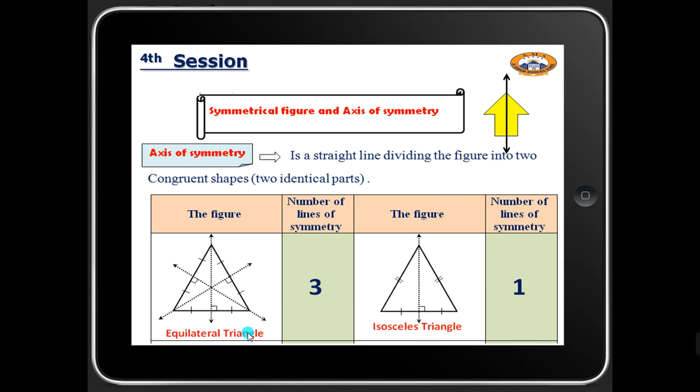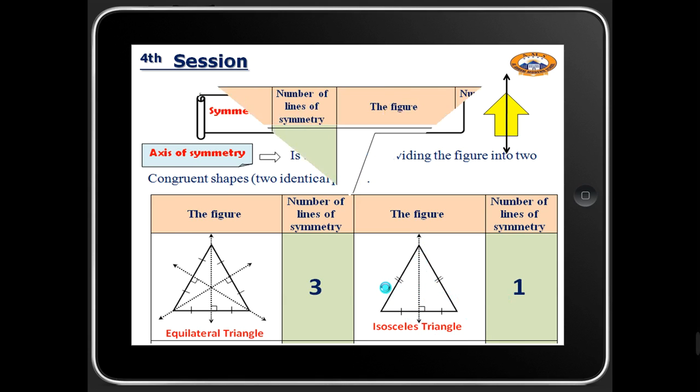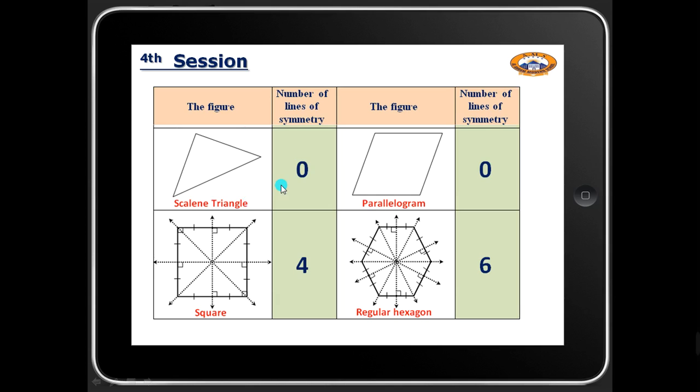We have some polygons where we're going to study the number of lines of symmetry of each one of them. For example, the equilateral triangle has 3 equal sides and it has 3 lines of symmetry. The isosceles triangle has only one line of symmetry, one axis of symmetry that divides it into two congruent triangles. The scalene triangle has 0 lines of symmetry, and also the parallelogram has 0 lines of symmetry, but the square has 4 lines of symmetry. This is the first, 1, 2, 3, and 4.